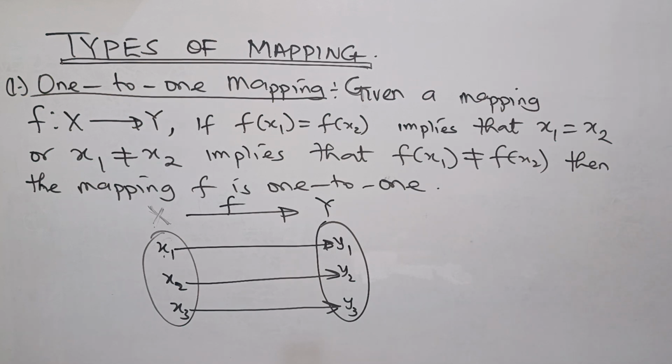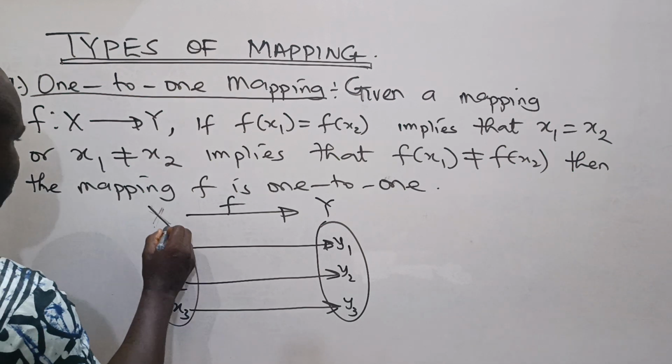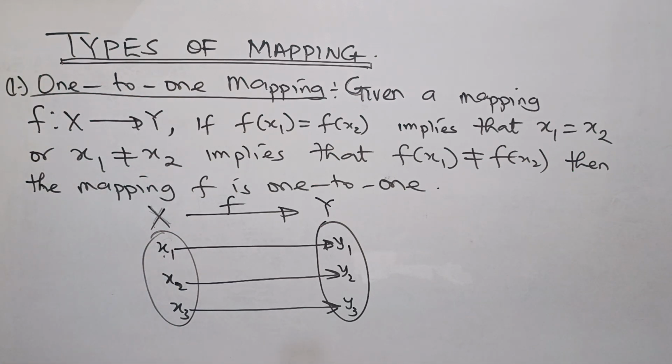This is one-to-one mapping because F of X1 is equal to F of X2, which implies that X1 is equal to X2. So let's look at that very well. That's a typical example of one-to-one mapping. One element in the domain has one image in the codomain, and vice versa, in that order.